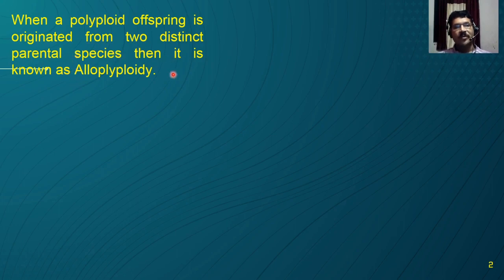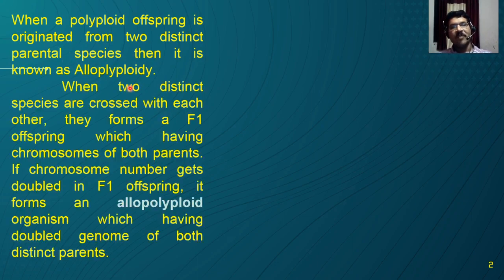It is also polyploidy, it also contains more than two sets of chromosomes, but these chromosomes are derived from two distinct parental species. In autopolyploidy we already saw that the organisms contain similar sets of chromosomes, but allopolyploids contain different types of sets of chromosomes. So this is another type of polyploidy, known as allopolyploidy.